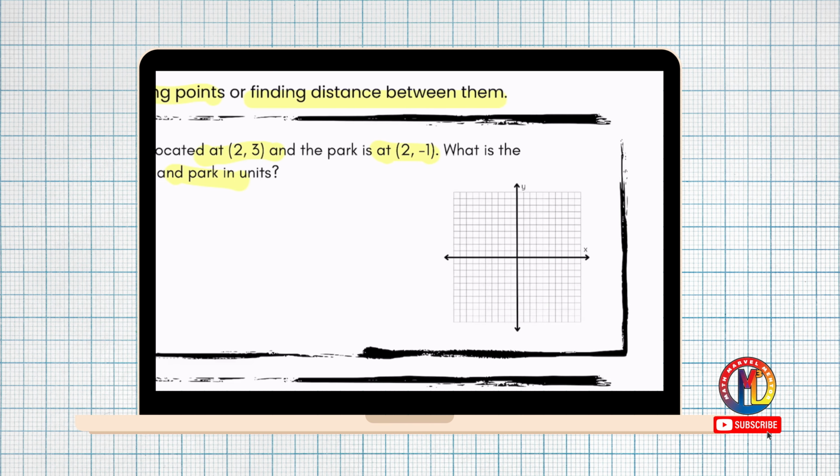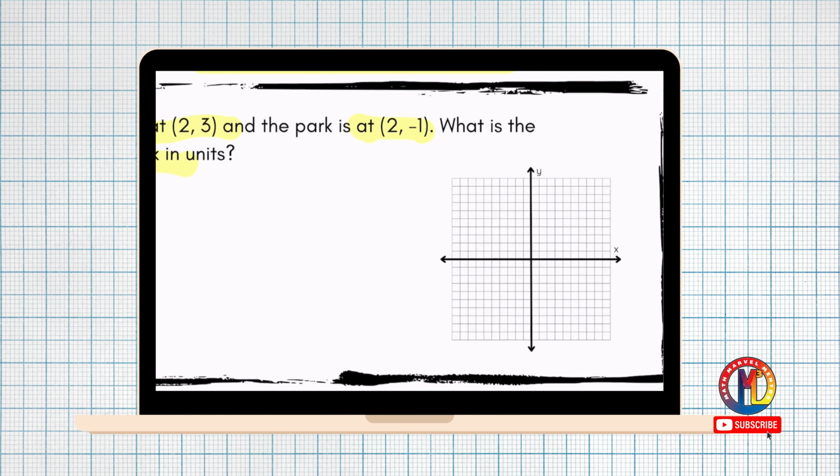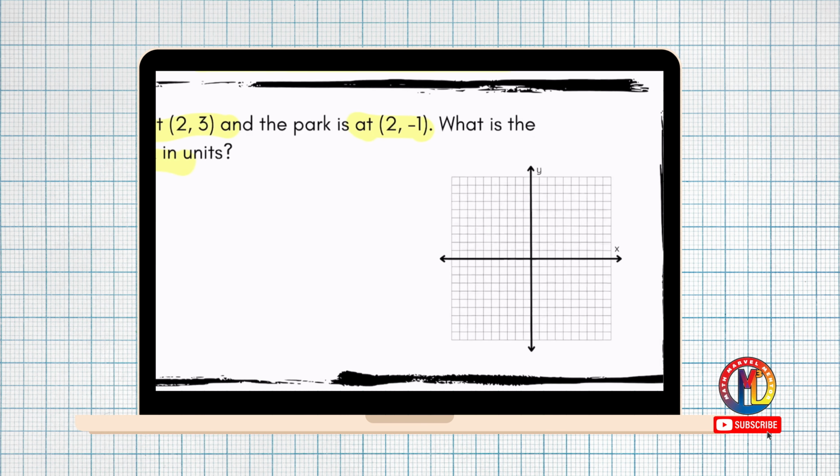I'm going to zoom in here. We have 2, 3. So starting at 0, 0, I'm going to go to the right 2 spaces, 1, 2, and then up 3 spaces, 1, 2, 3. So this is going to represent, I'm going to write S for school. Okay, then the park is at 2. We already went to the right 2 spaces, and then I'm just going to go down 1 space, and this is going to be the park.